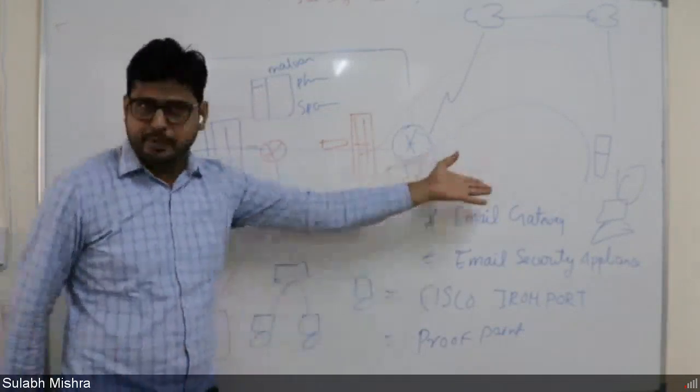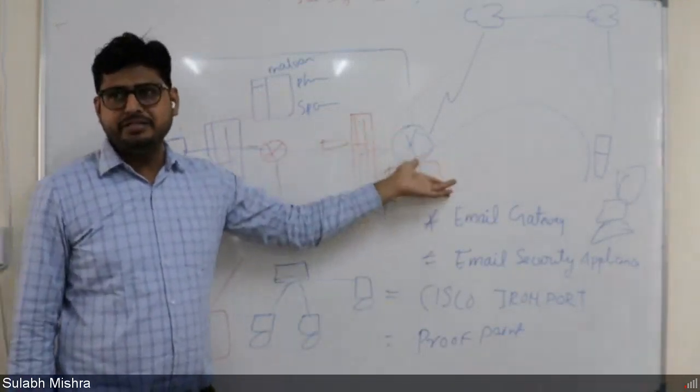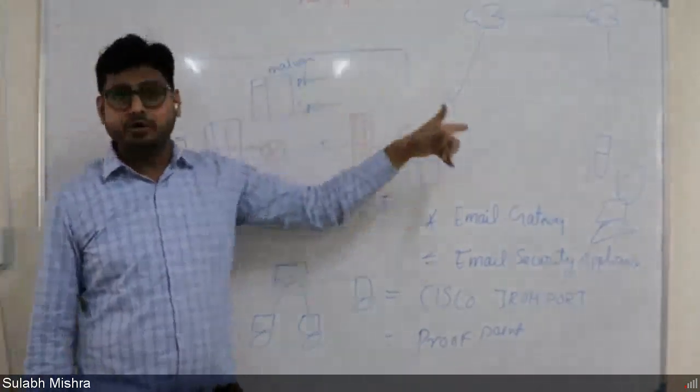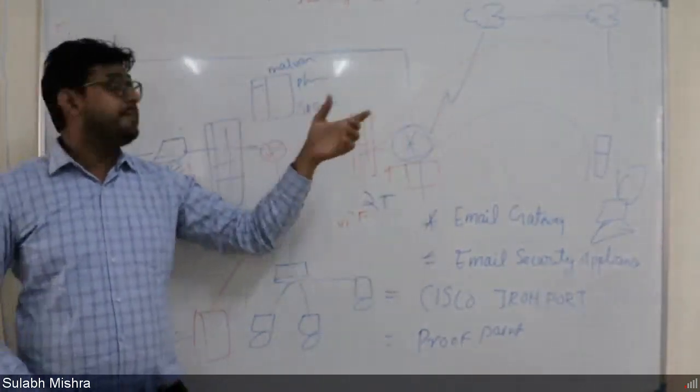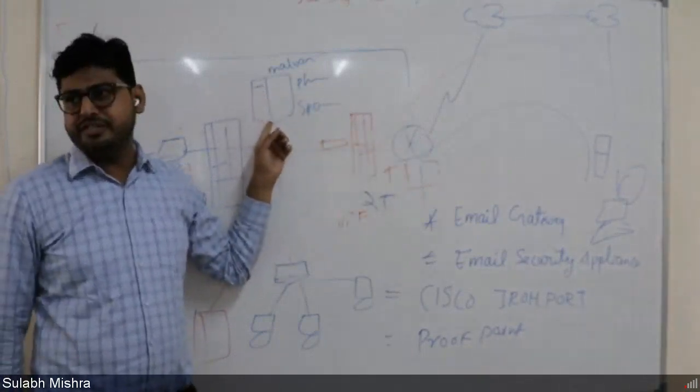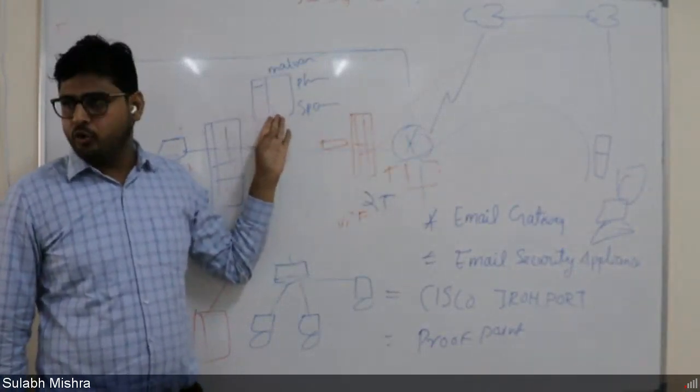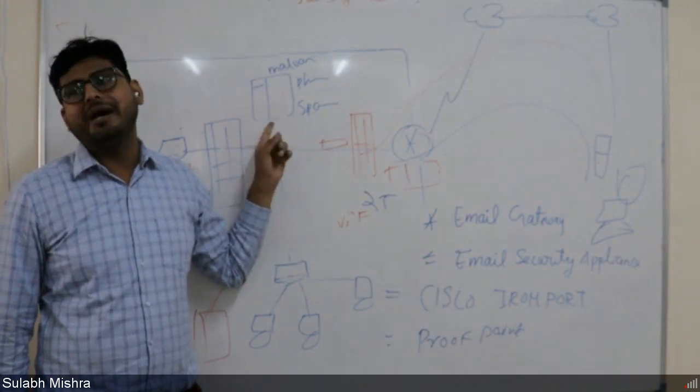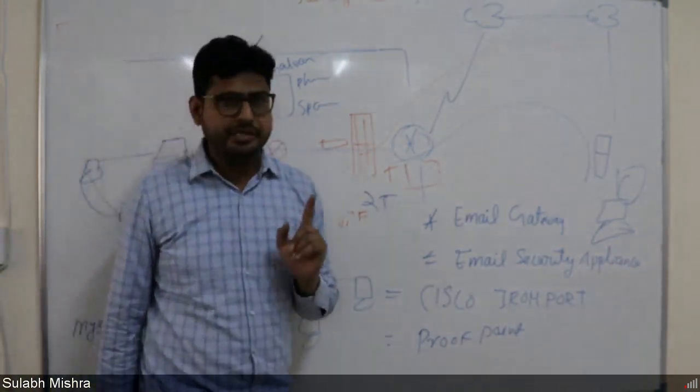So any emails coming in, or going out from inside to outside also, if coming in from any of these phishing domains, phishing IP addresses, or phishing email IDs, will be blocked by the email gateway. Will be quarantined by the email gateway.